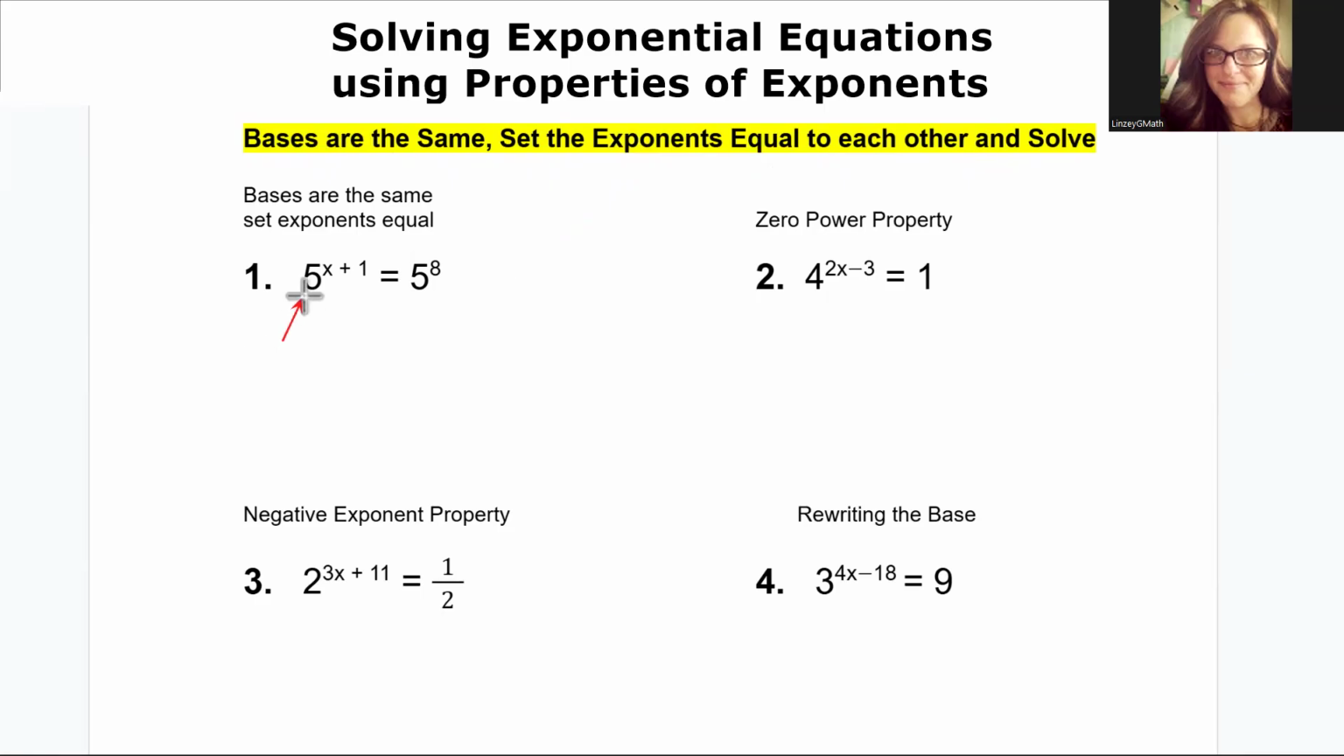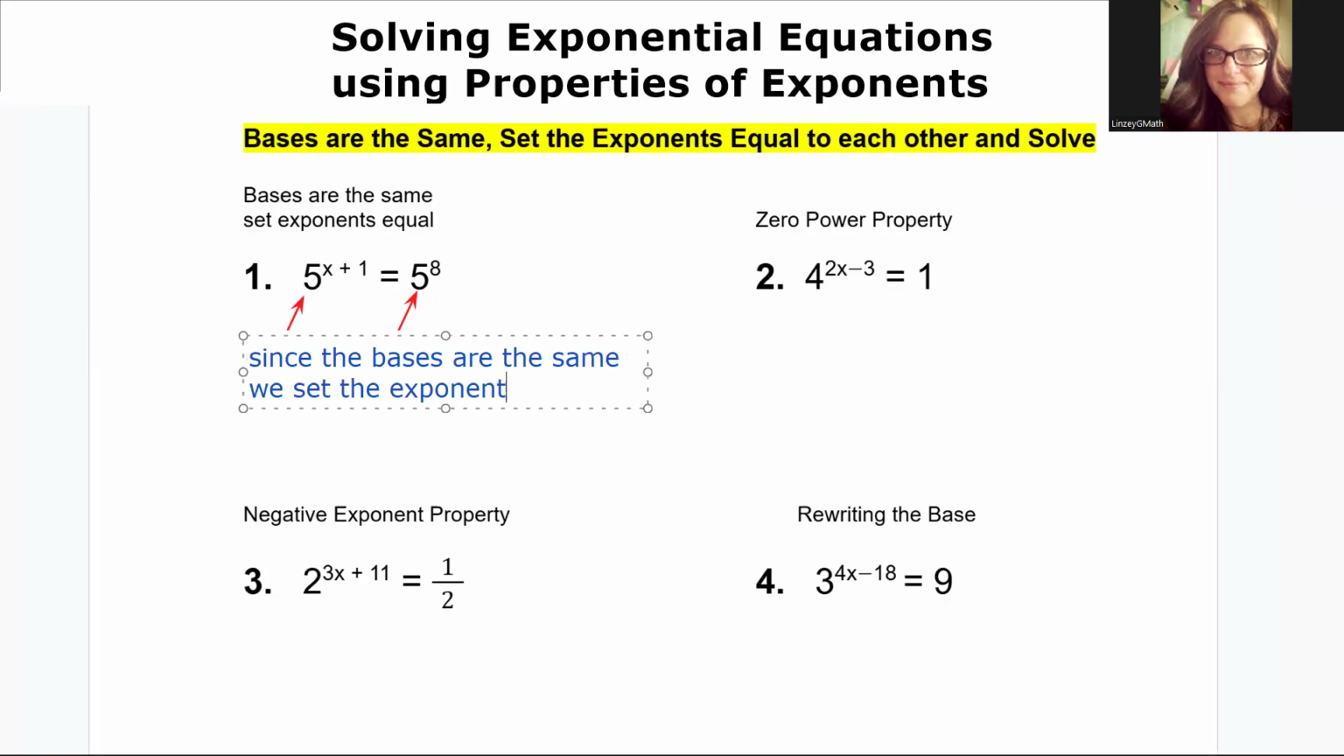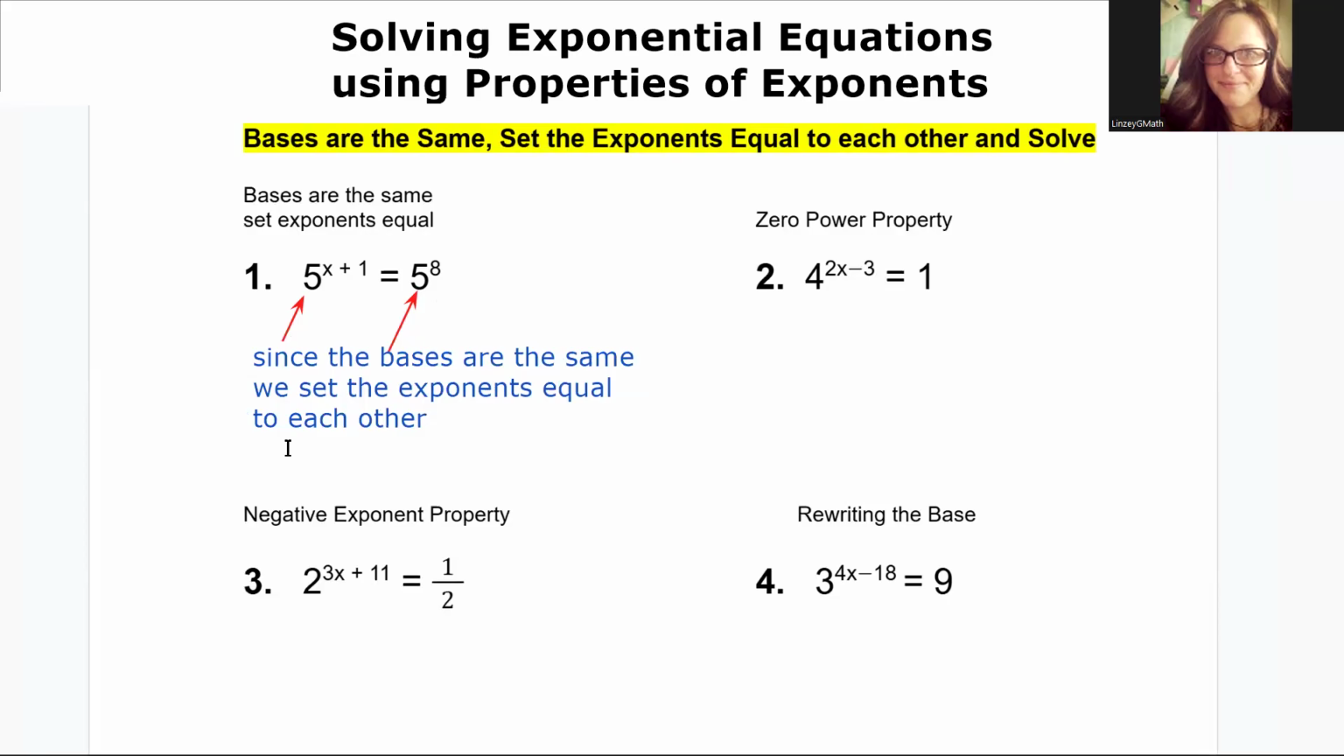Number one, the bases are the same. The base is 5 for both exponential expressions. Since the bases are the same, we can set the exponents equal to each other. So we get x plus 1 is equal to 8. We'll subtract 1, and x is equal to 7.